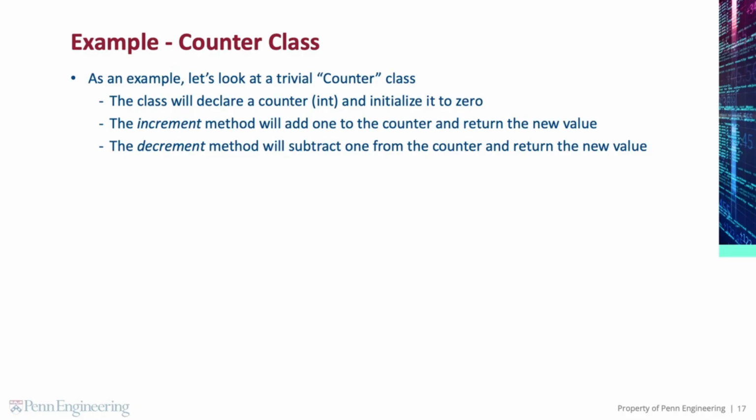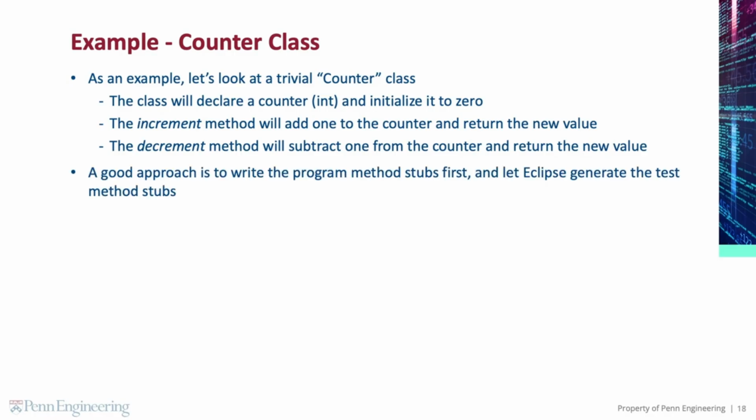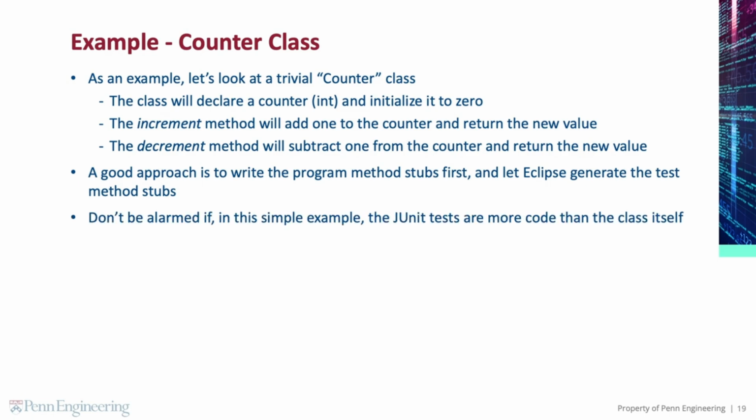As an example, let's look at a trivial counter class. The class will declare a counter as an int and initialize it to 0. The increment method will add 1 to the counter and return the new value, and the decrement method will subtract 1 from the counter and return the new value. A good approach is to write the program method stubs first and let Eclipse generate the test method stubs for us. Don't be alarmed if, in this simple example, the JUnit tests are more code than the class itself.